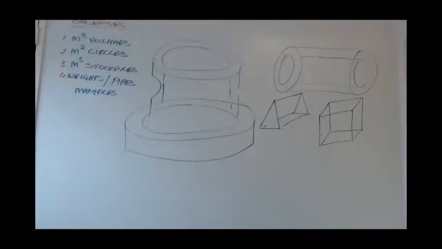Okay. Well, up on your left-hand side there, you can see that you've got some objectives that we're going to go through today. We're just going to be looking at cubic volumes, square meters of circles in particular, and cubic meters of stockpiles, their weights, in particular concerning pipes and manholes, okay? So I'll just get up there so you can actually see me as well.